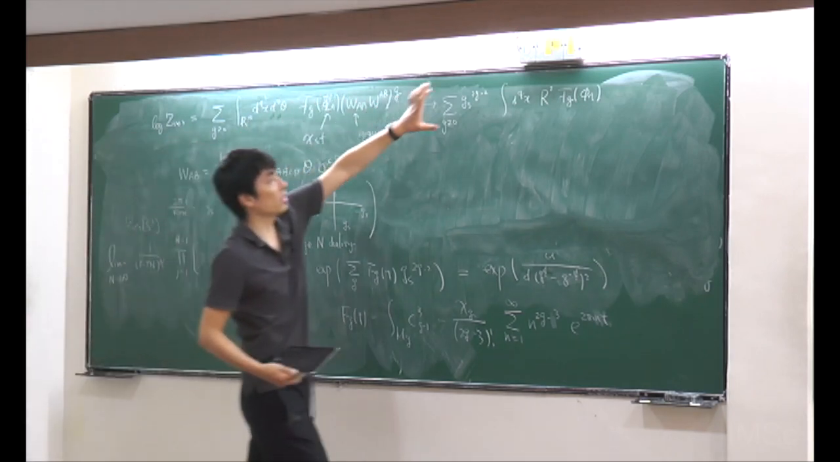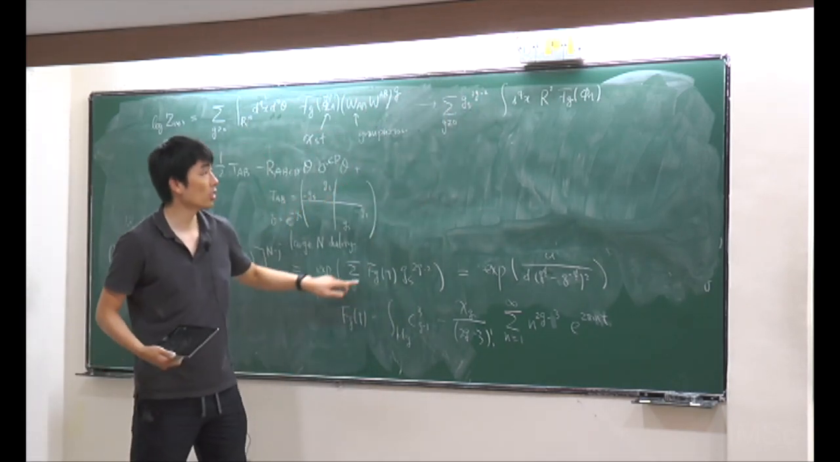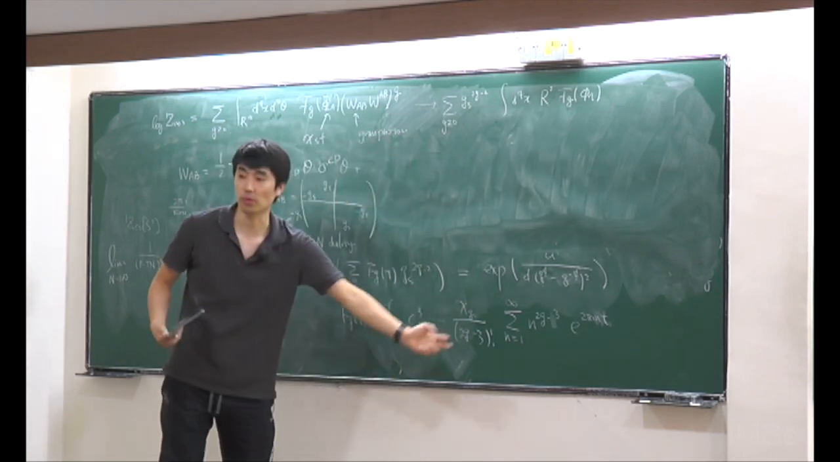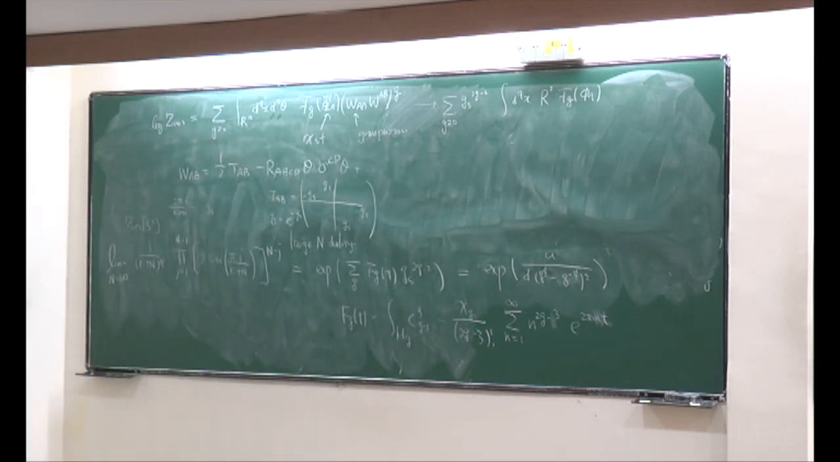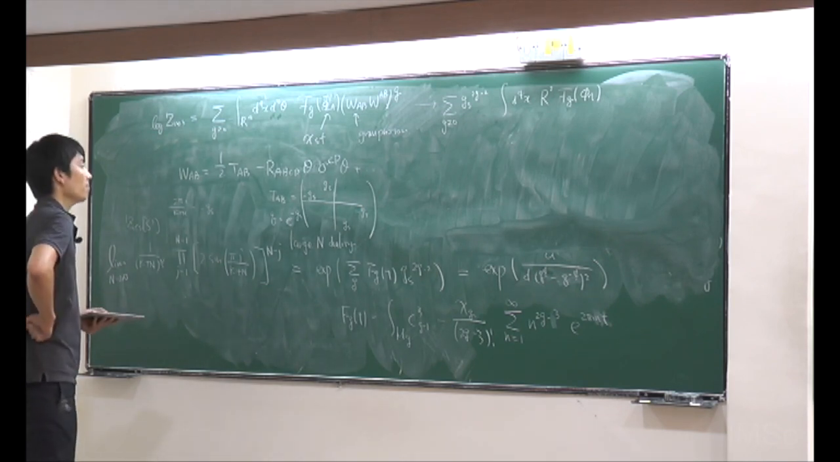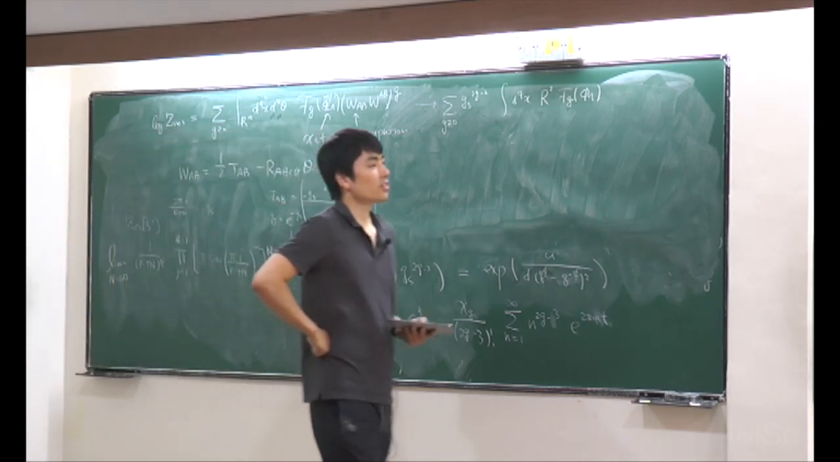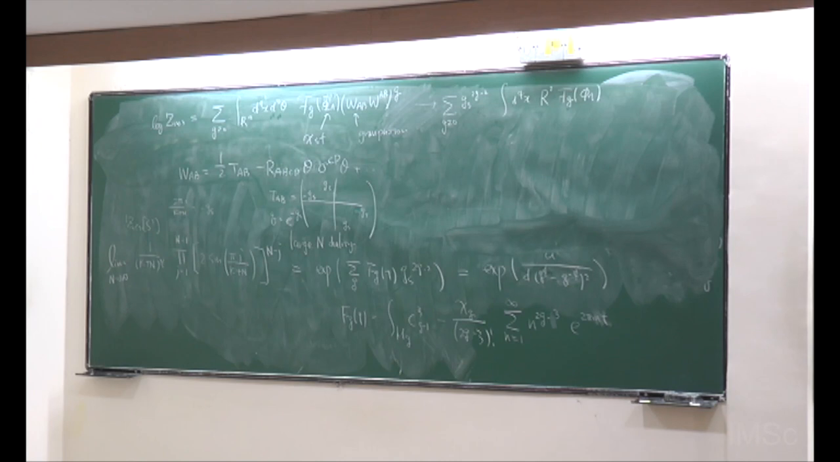And this integral is nothing but this F_g, which is given to me like this. So the point is, how do we see the omega deformation? Very important to come there. Good. So this is quite good.